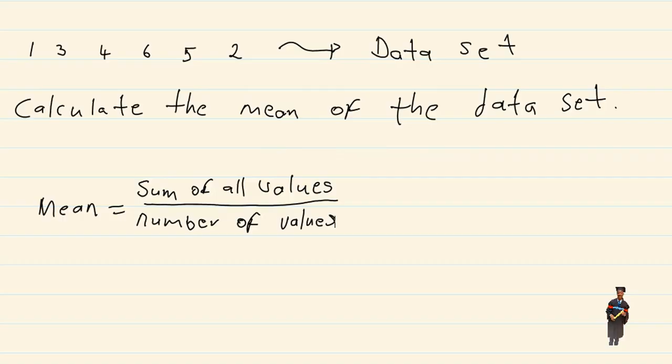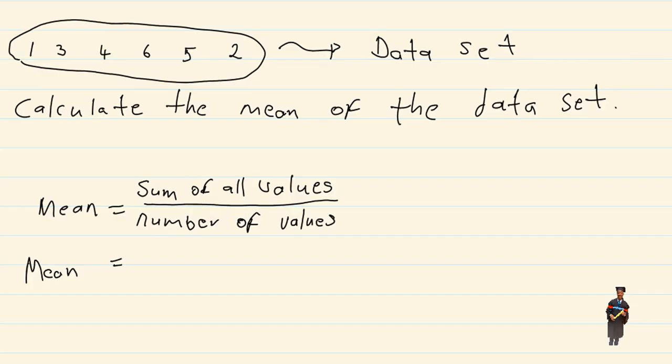Okay, so how can we calculate the mean of this data set? So we are going to say equal to what are the values. So we have written the formula. Then you substitute. Here on top we have the sum of all values. So what are the values that we are talking about? The values are the numbers in the list that we have been given. So we are going to say 1 plus 3 plus 4 plus 6 plus 5 plus 2.